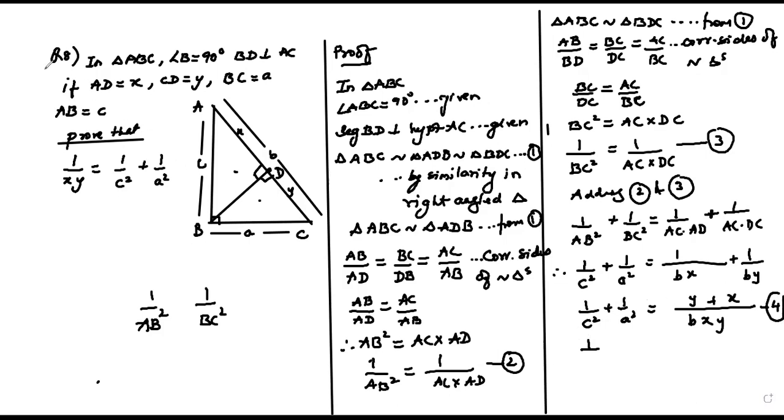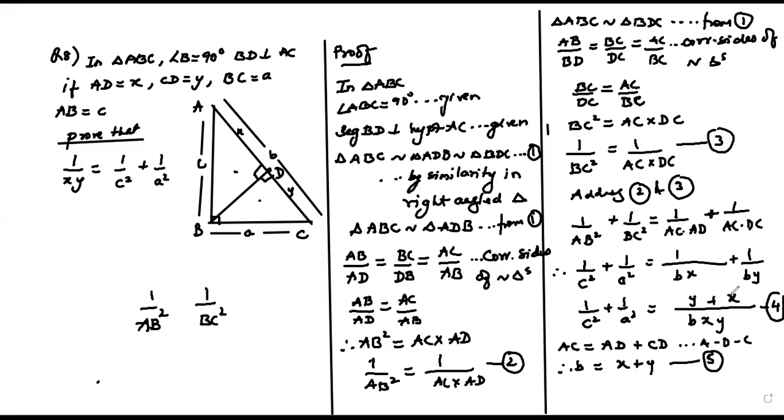Now, look at the picture again, children. Don't you agree? What is AC? AC is AD plus CD. Therefore, AC is nothing but B. Therefore, B equals X plus Y. I call this statement 5.